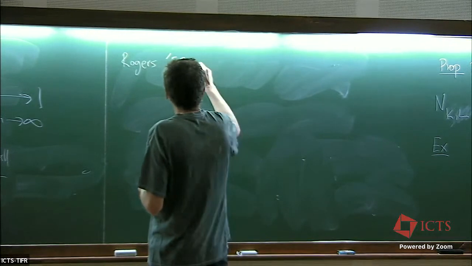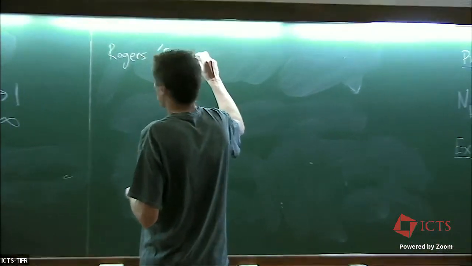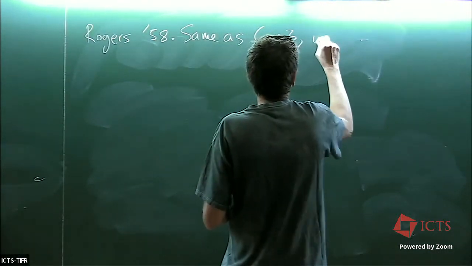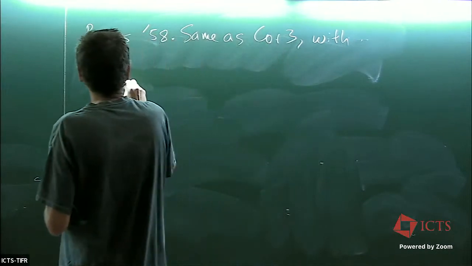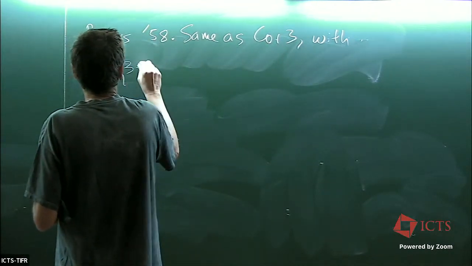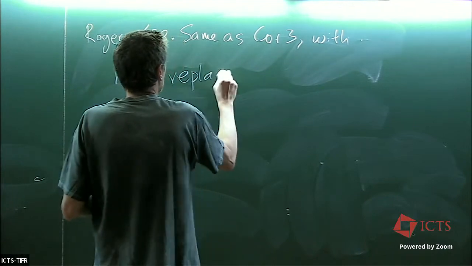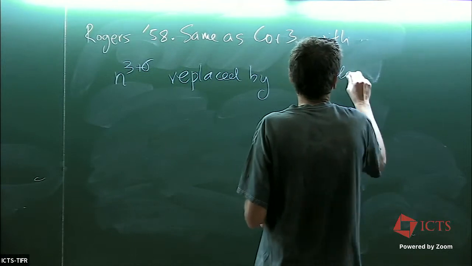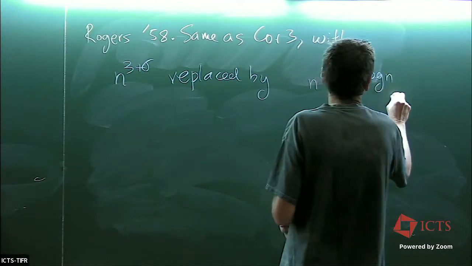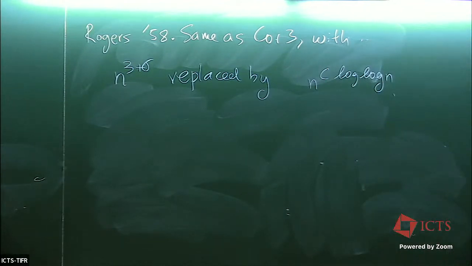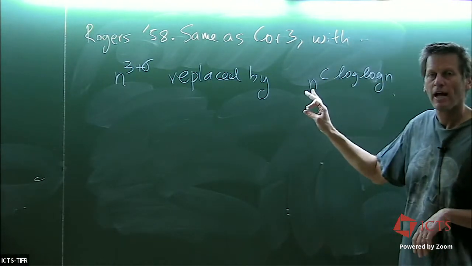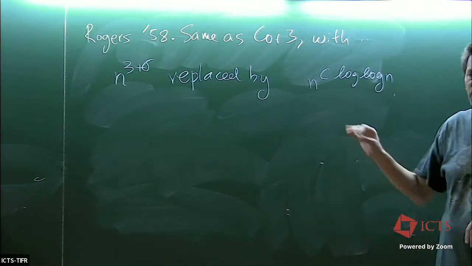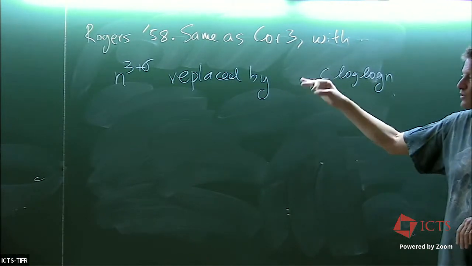So I'll just say it in this form, same as Corollary 3, but with n to the 3 plus sigma replaced by n to the constant times log n. This was a well-known result of Rogers from the 50s. And you see that n to the log n is much bigger than n to the 3 plus sigma. This result was not improved for a very long time.